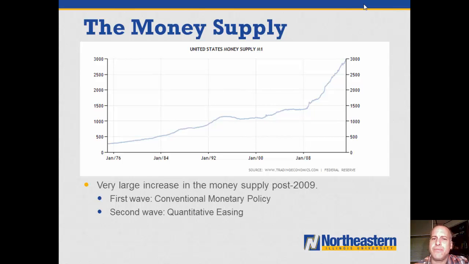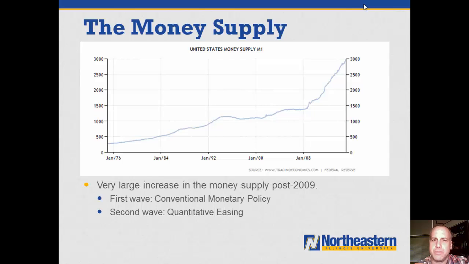Here's a graph of M1, and you can see that it's grown very rapidly in recent years. In 2008, the money supply measured by M1 was about $1.5 trillion, but it's doubled in just the last 4 or 5 years, since about the last 7 years, I guess, since the financial crisis took root.